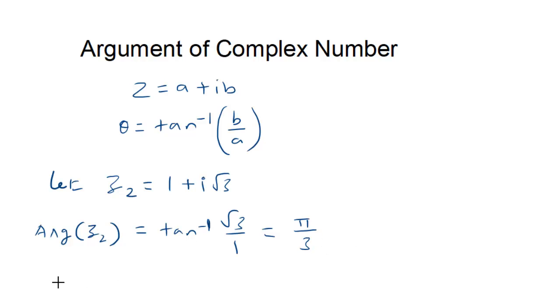Note that argument is also known as the amplitude of a complex number. So amplitude and argument refer to the same concept, and it is actually an angle. What is that angle? That we will understand when we represent a complex number in an Argand plane.